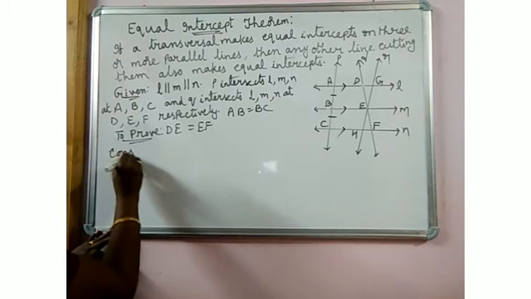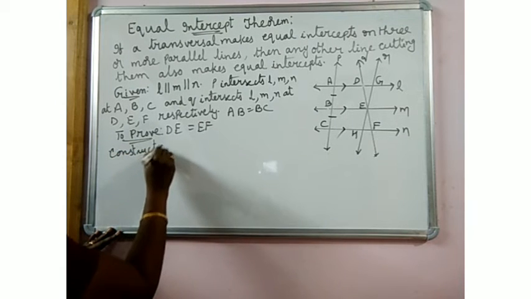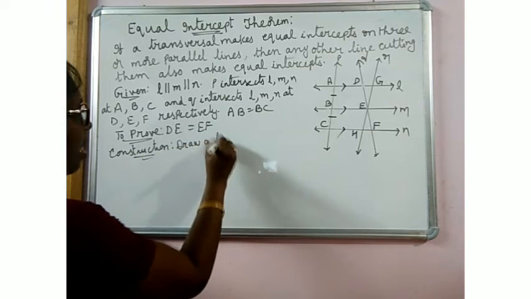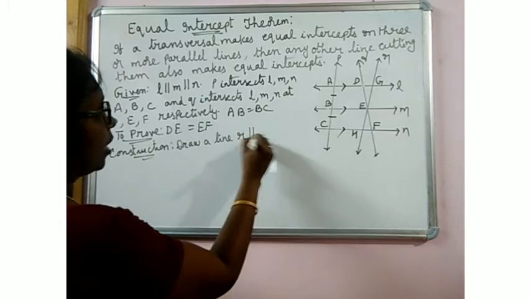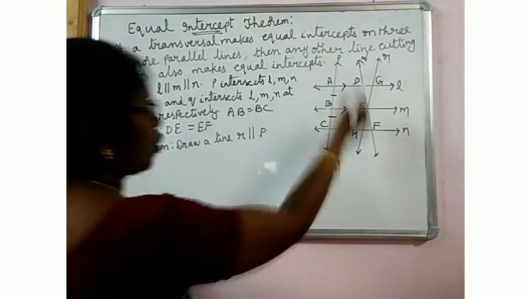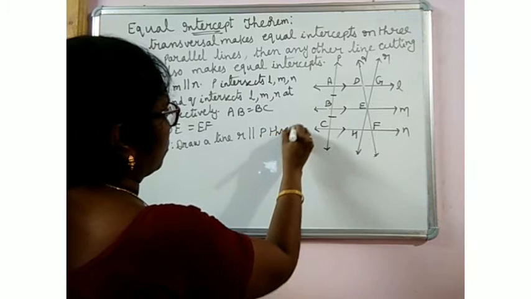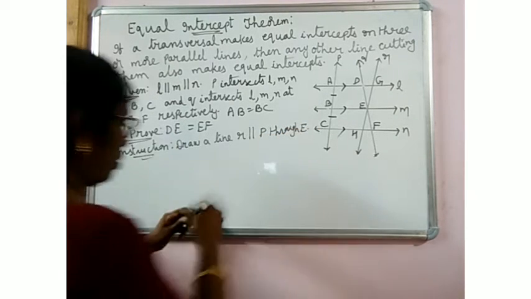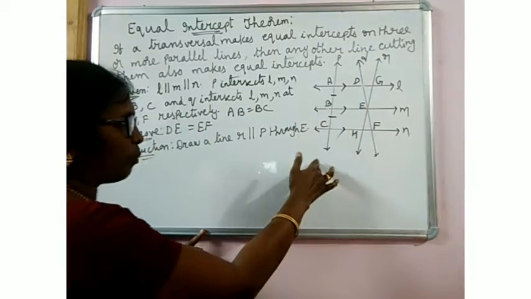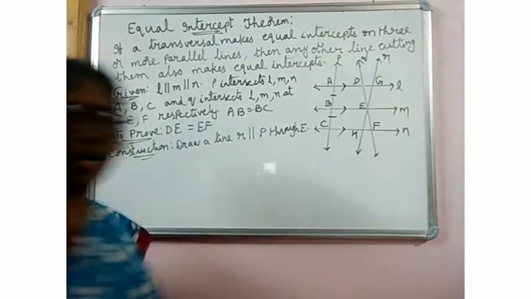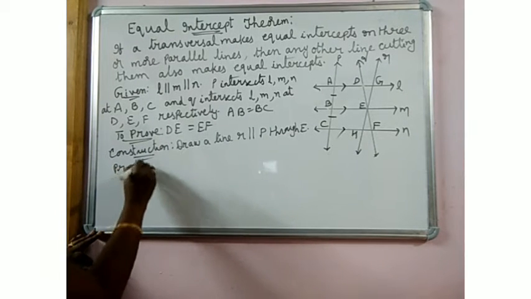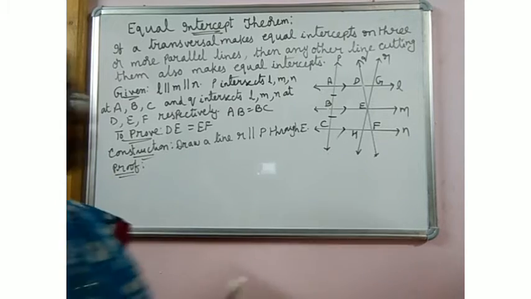The construction step is: draw a line R parallel to line P, passing through E. Draw line R parallel to P passing through E. Now comes the actual proof. How to prove? Let me explain first.